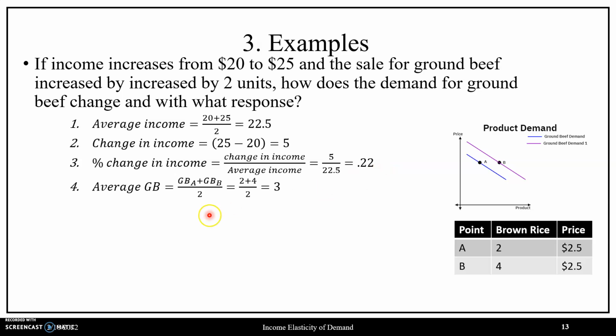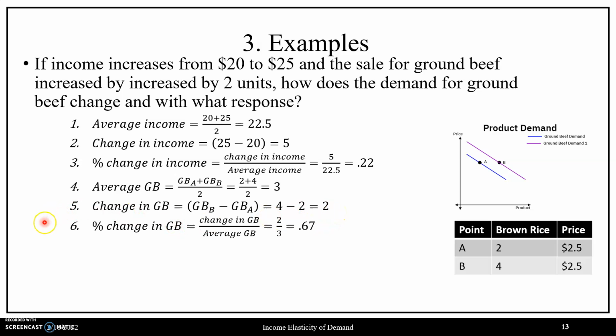Now repeating the process but for ground beef, average ground beef is going to be the sum of point A and point B, so our quantity levels of 2 and 4, giving us a value of 6, divided by 2, giving us a value of 3. And then in terms of the change in ground beef, our X2 is going to be point B, so quantity level 4, and our X1 is going to be point A, so our quantity level of 2. So 4 minus 2 gives us a positive value of 2, such that our percentage change in ground beef is going to be our change divided by our average, or 2 divided by 3, giving us a value of 0.67.